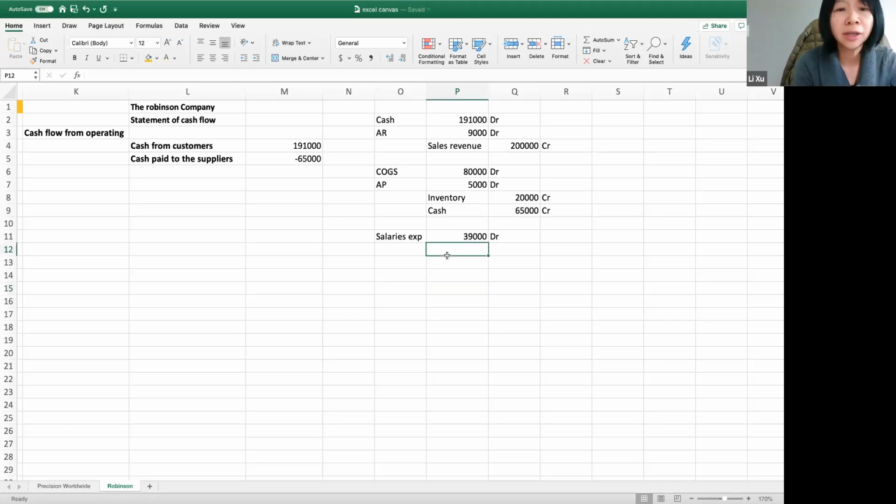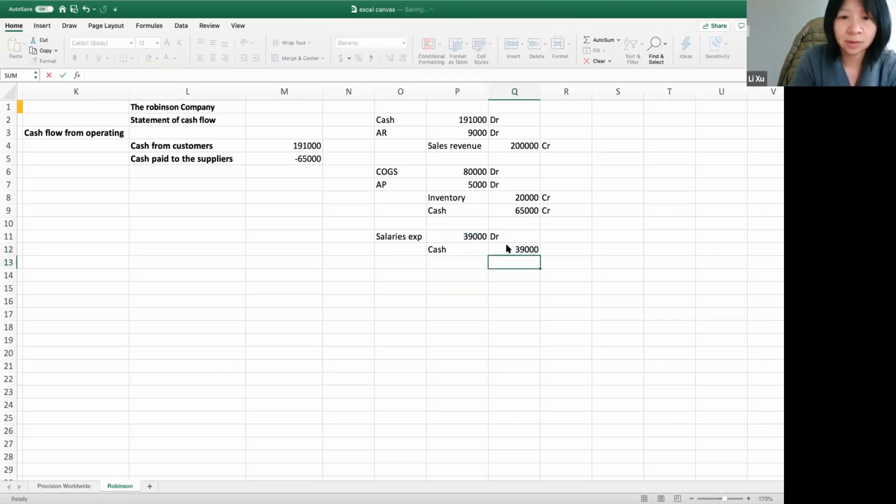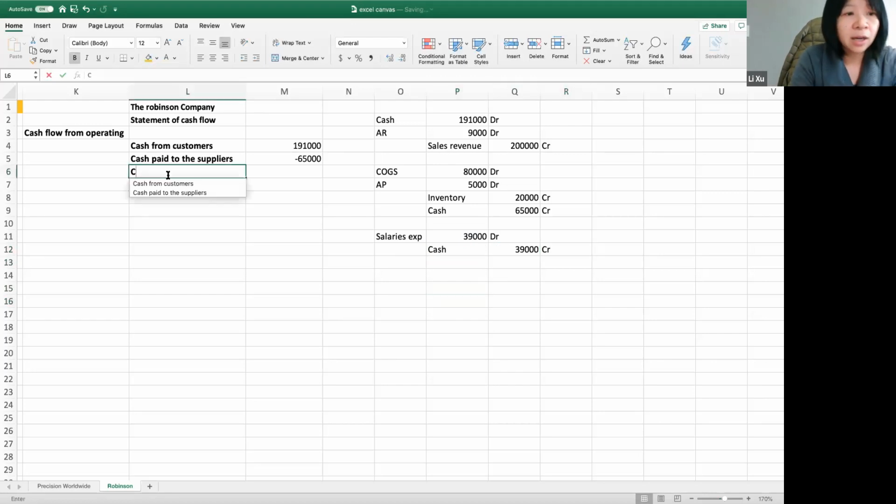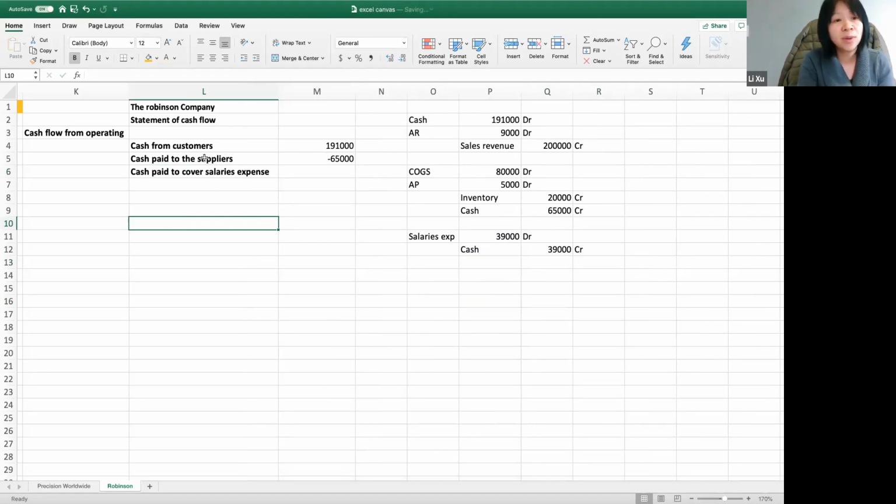Okay. So here, since we already used up all the accounts payable in the cost of goods sold transaction, let's assume everything you have here is paid by cash. Okay. Same thing. We want to really write out what the cash is for. So we should say cash paid to cover salary expenses. Or you can write it as cash paid to employees. That's perfectly fine. Like I said, you have a lot of flexibility here. The goal is to clearly identify where the cash comes from and what the cash is paid to.